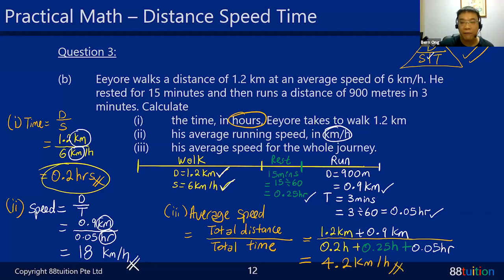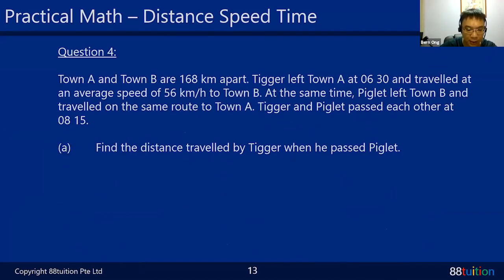So the meaning of average speed means total time, including the rest time. Yes, Sherman, you got it. Smart girl. So very easy question. Distance, speed, time. Nothing to fear. Just draw out the timeline. Then nothing will go wrong. Trust me. Okay, one more question. Question 4. Distance, speed, time again. This is talking about tiger and piglet.